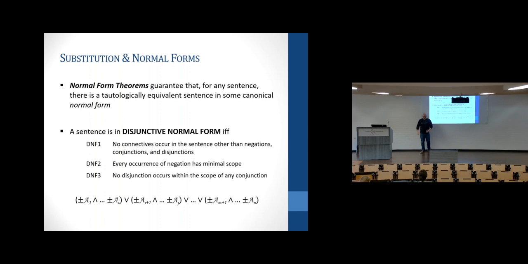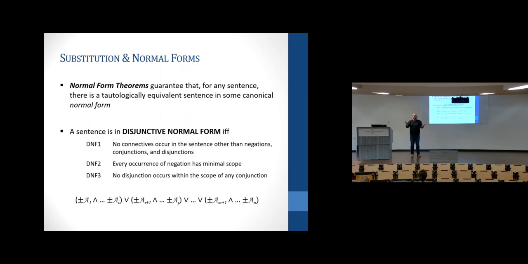Every occurrence of negation has minimal scope. What that means is that if there's a negation, it can only be attached to an atom. It cannot be attached to any complex part of the sentence. And secondly, no disjunction occurs within the scope of any conjunction. In other words, this sentence has the following structure.